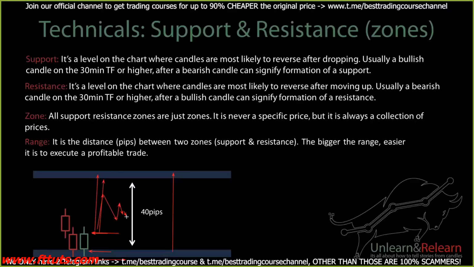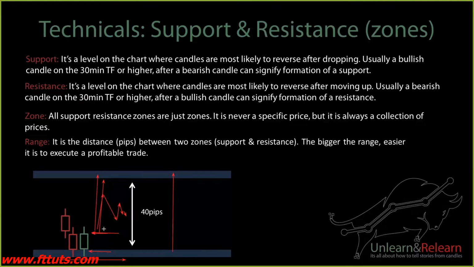So you need to be really cognizant of the fact that, okay, how big is my range? If it's a 40 pip range, you can easily get 20 pips out of it, 15 pips out of it, and let the rest run.